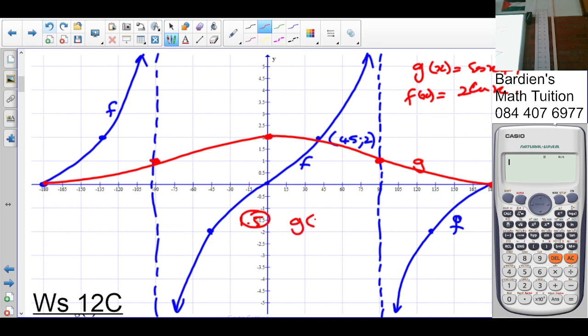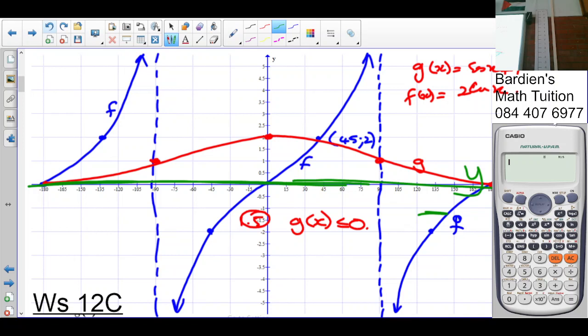g of x is less than or equal to 0. So in other words, it is where the g of x graph is below the x-axis, below this line here. Below that line means negative. So is there any part of the graph below that line? No. Okay? So we won't find a part where g of x is less than 0.